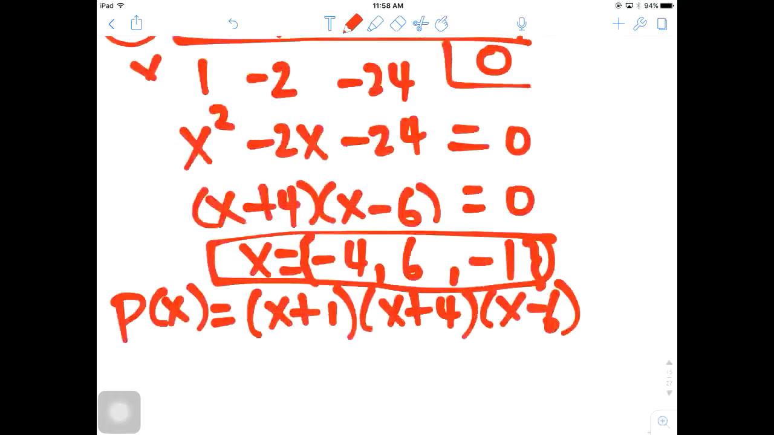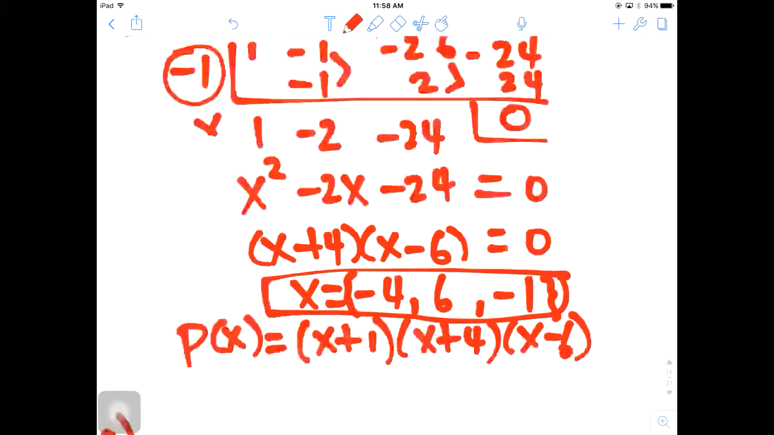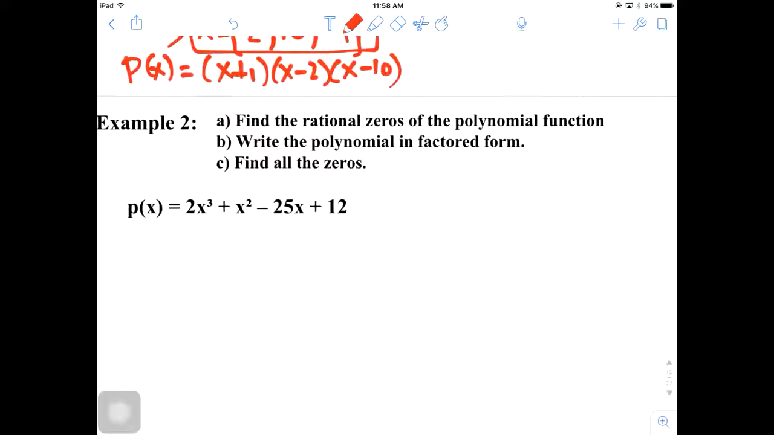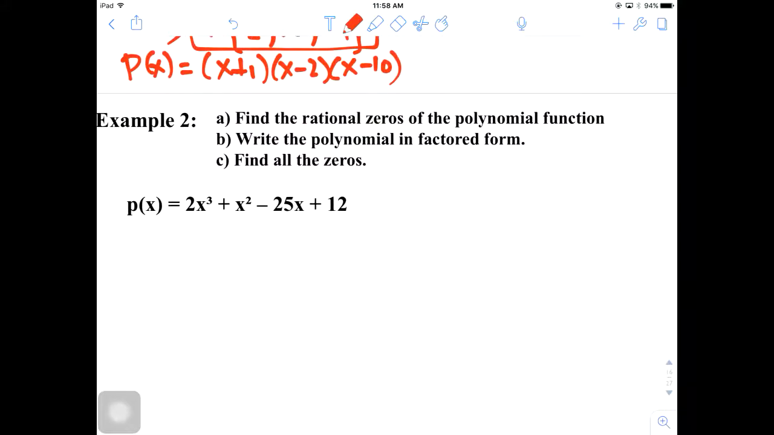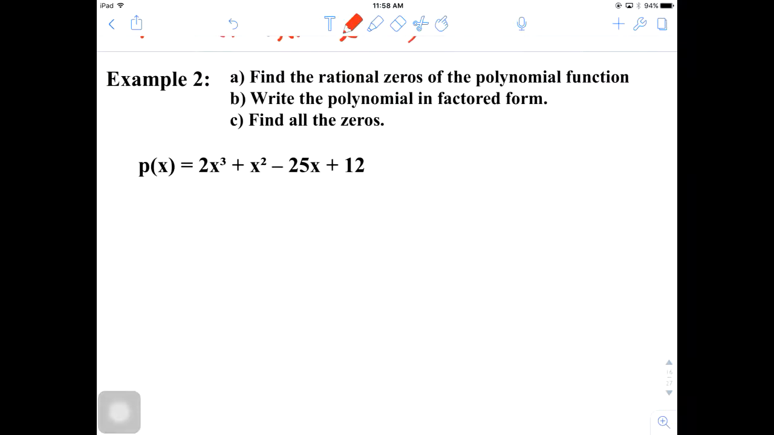And there it is, the end of the problem with 3 zeros all found using the PQ method or the rational zero theorem. Okay, I'm going to move on to example 2, finding the rational zeros. Write the polynomial in factored form, finding all the zeros. It's basically the same exact thing that we did earlier. The only difference is that the leading coefficient is actually not 1 anymore. So let's go ahead and use the PQ method again.